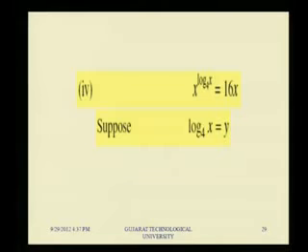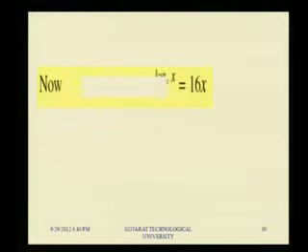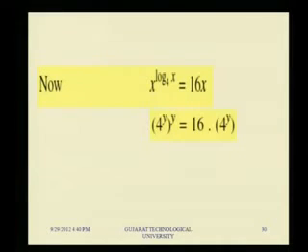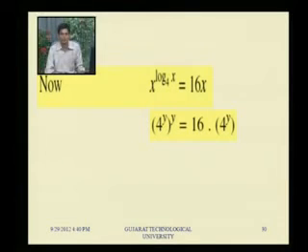First we have assumed log base 4 of x equal to y. So we can write x equal to 4 raised to y using definition of logarithm. And the question is given x raised to log base 4 of x equal to 16x. So replacing value of x, that is 4 raised to y, and we have assumed log base 4 of x equal to y. So we can write 4 raised to y equal to 16 into 4 raised to y. That is 4 raised to y square equal to 4 square into 4 raised to y.